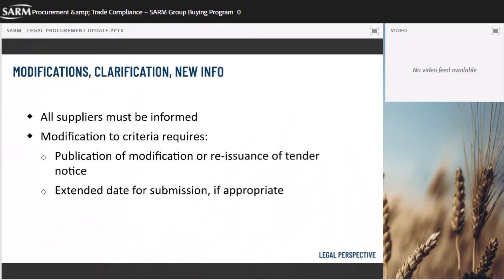So, as noted here, publication of the modification needs to be done. If it's a major modification, at times, it's appropriate to reissue the tender notice. And if it's appropriate with any sort of modification, extending the dates for submission, that needs to be communicated as well.